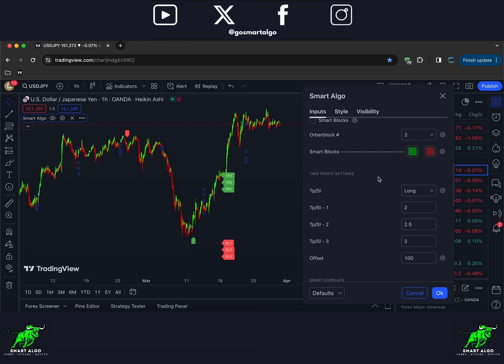It's going to be the same concept if you take a short trade. If you switch this over from long to short, it's going to give you take profit and stop loss levels for the most recent sell signal. As you can see here, this sell signal hit all 3 take profits as well.